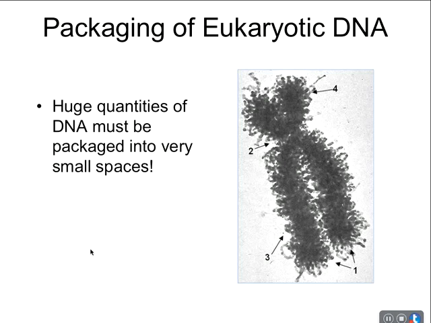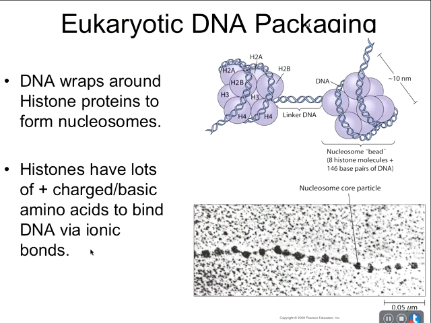There's several steps, but the real major players here in packaging of eukaryotic DNA are proteins called histones. Histones are proteins that have a lot of positively charged amino acids. Remember, amino acids can have various different qualities. They can be hydrophobic, hydrophilic, positively charged, negatively charged. Histones have a lot of positively charged amino acids. Why is that important?